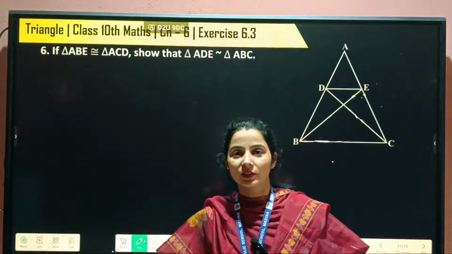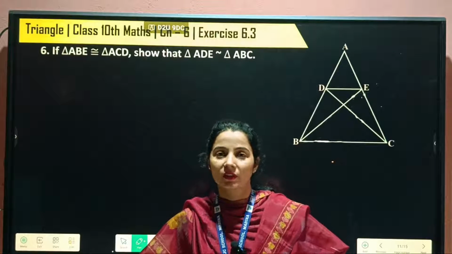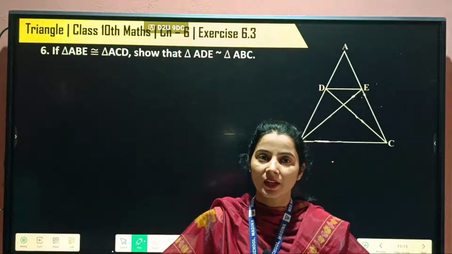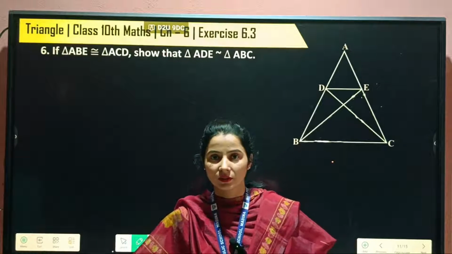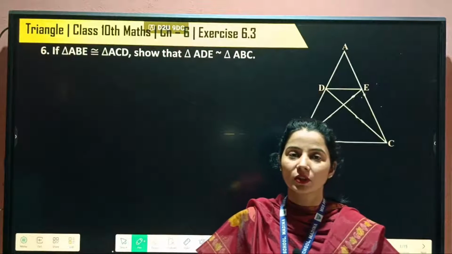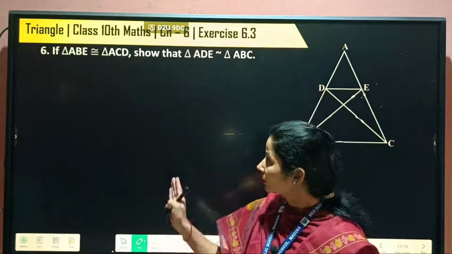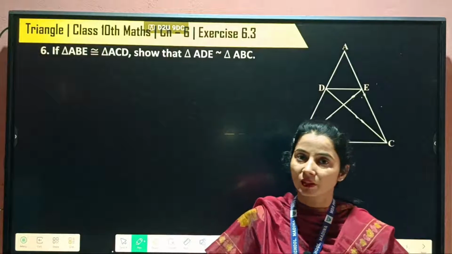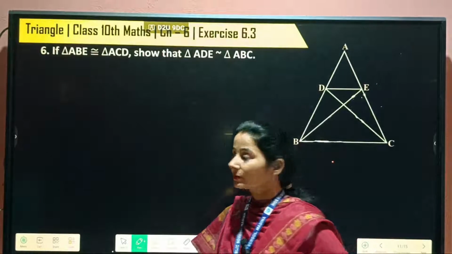This is our fourth class of revision, chapter number 6, Triangles, class 10th. In the last video we discussed exercise 6.3, questions 1 to 5. Now we are going to discuss question number 6 and onward. Let us see what question number 6 is.